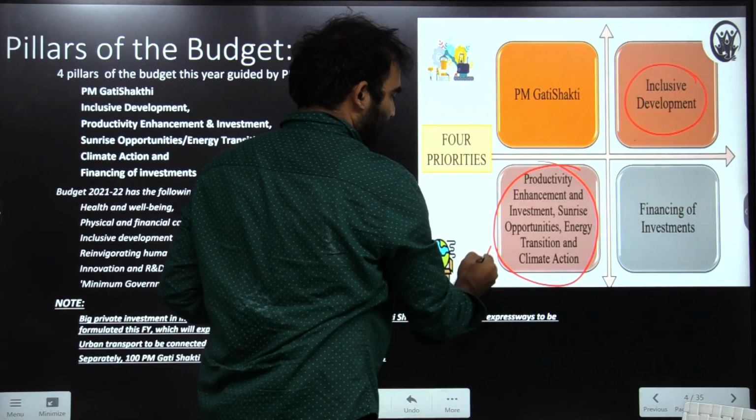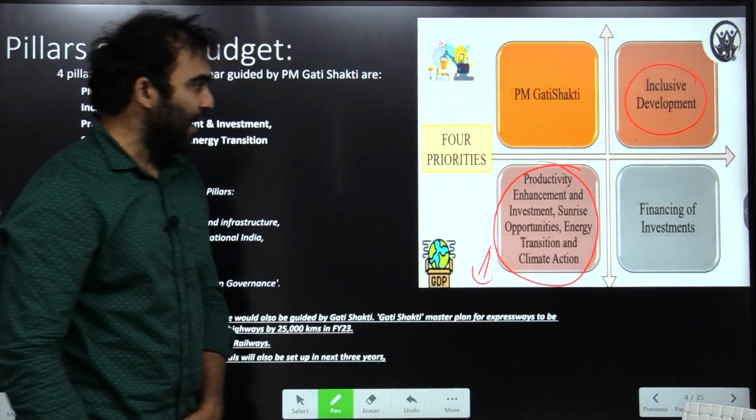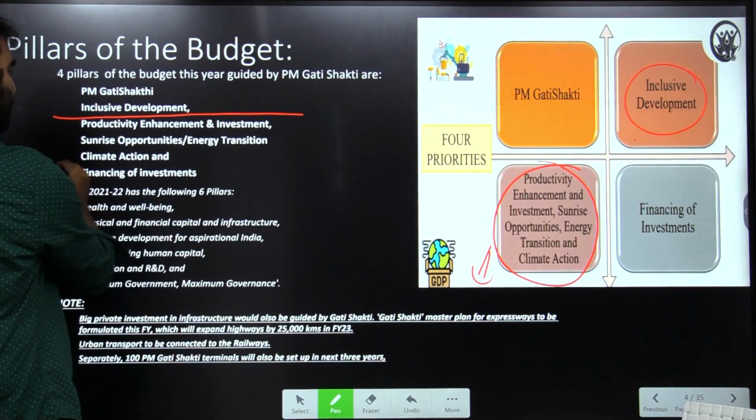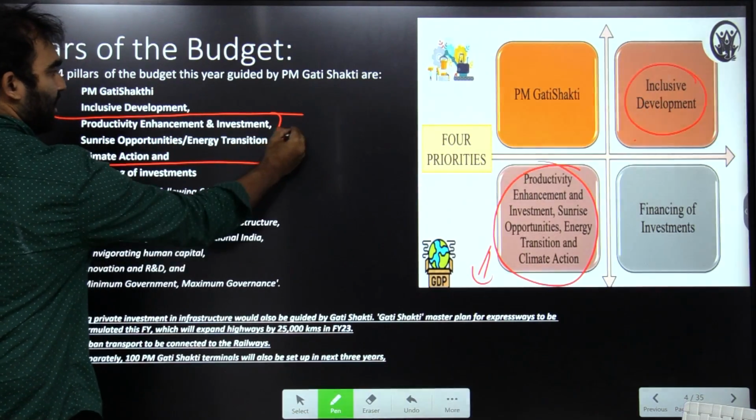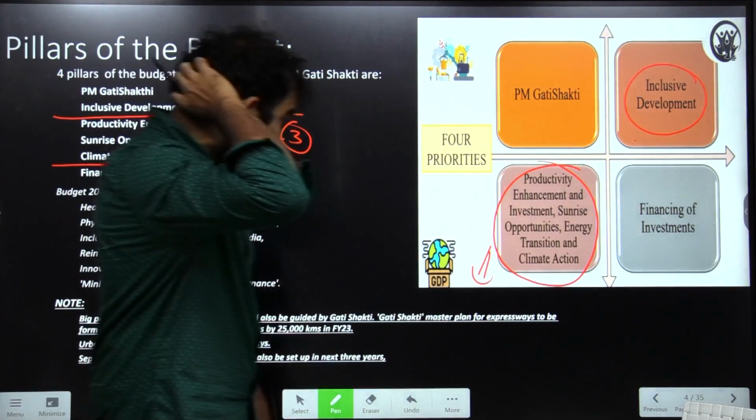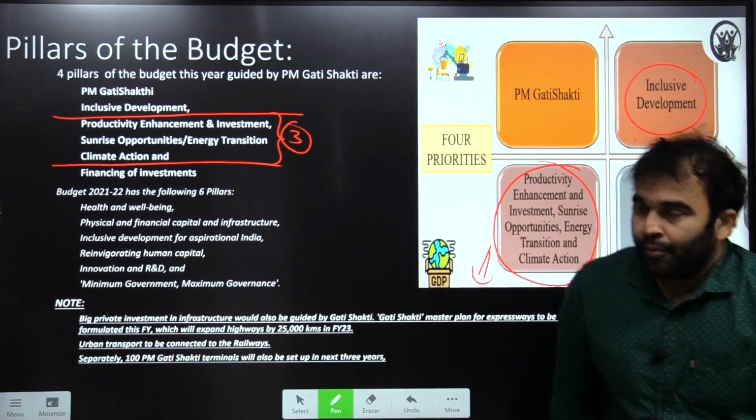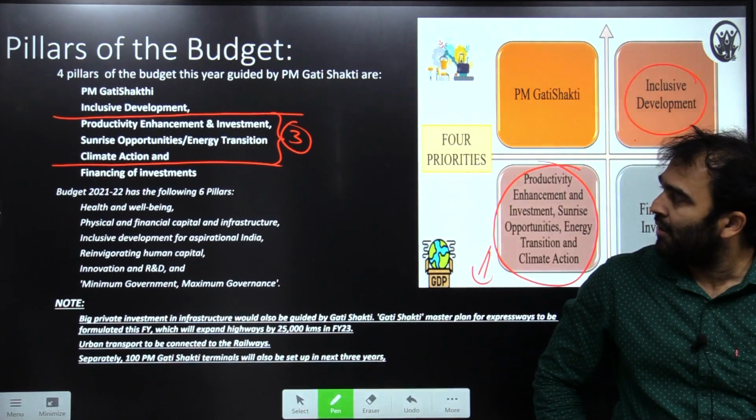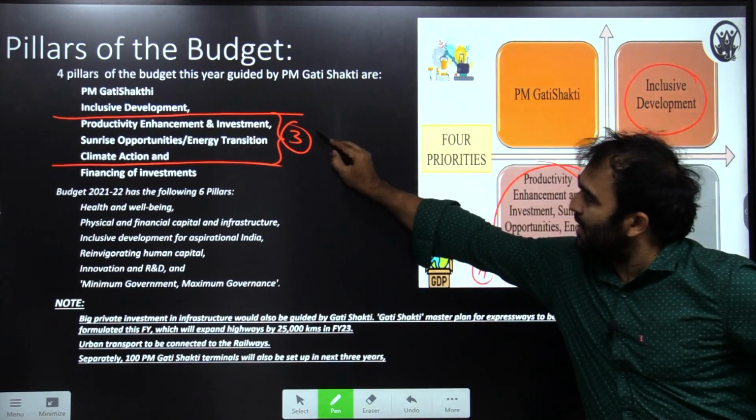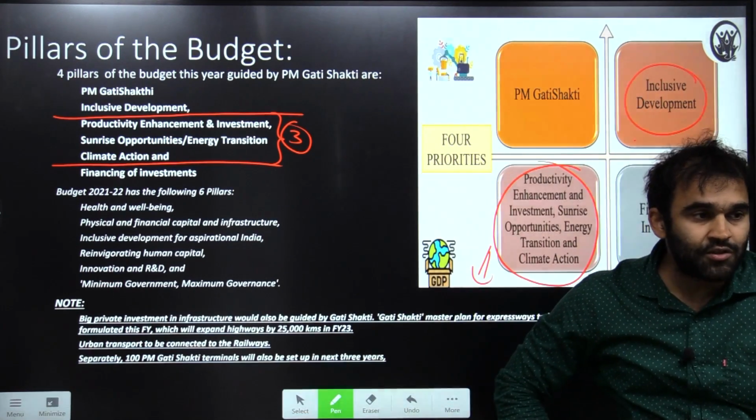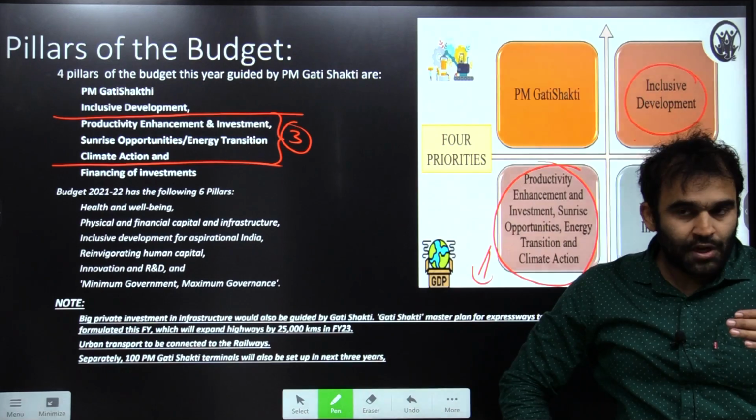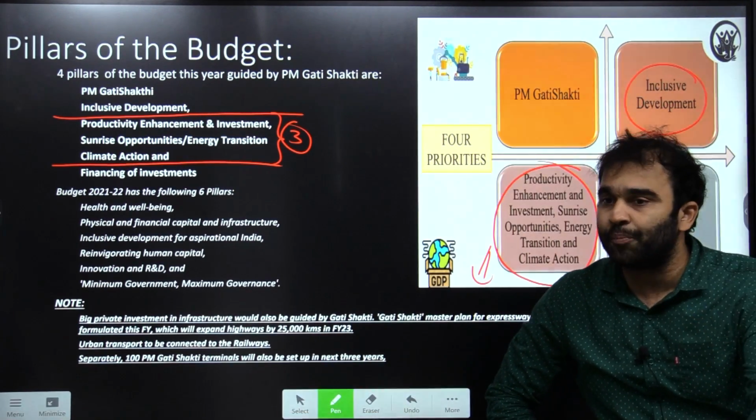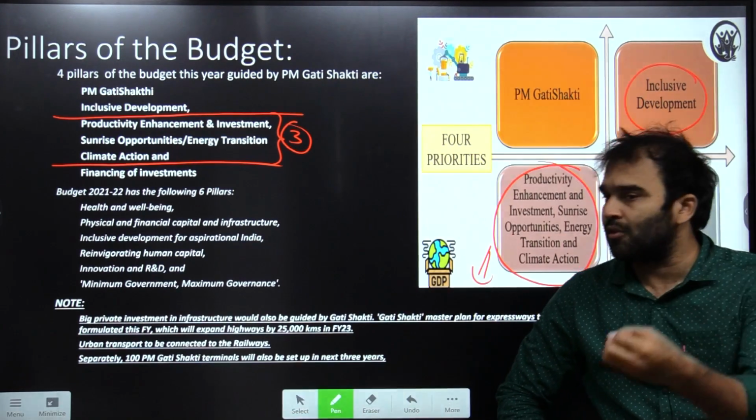Then, of course, the third pillar talks about productivity enhancement. Yeah, this is your third pillar. Just look at them. Productivity enhancement, sunrise opportunities, energy transition, climate action. So, this is one pillar which is talking about the future orientation or the future looking perspective of the government and also of course the economy.